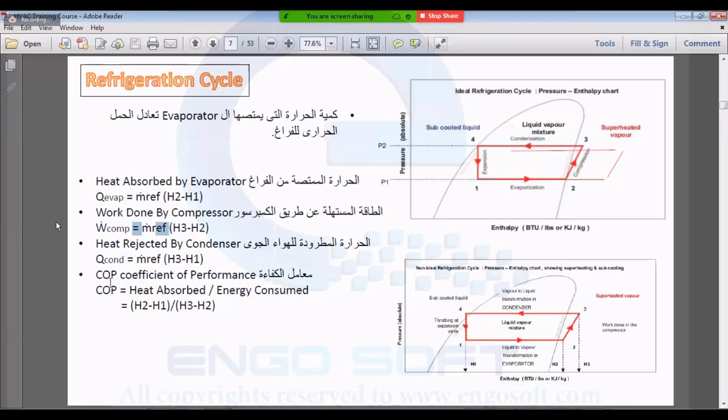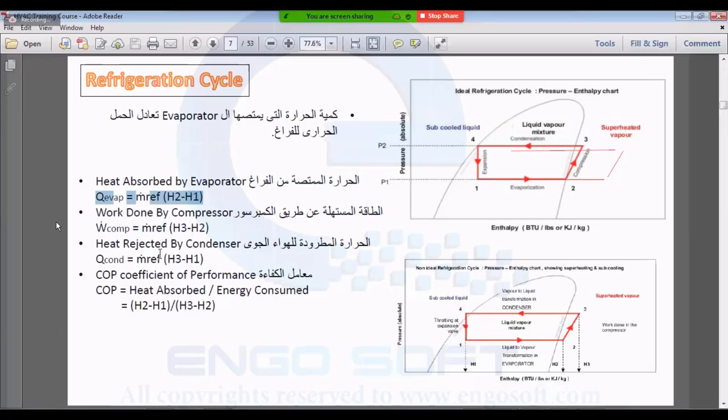The COP is the coefficient of performance, right? We agree that the COP is the heat absorbed, the Q evaporator, over the power of the compressor, right? And the higher it gets, the more efficient it is, right? So COP 10 is better than COP 9, better than COP 8, right?